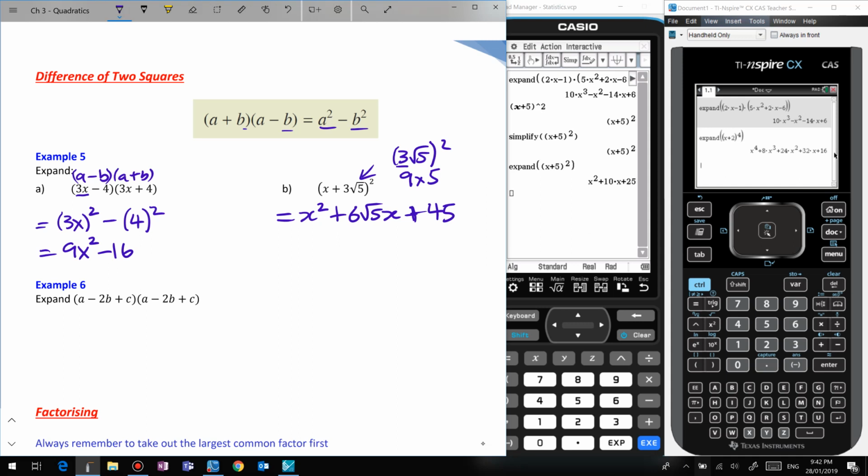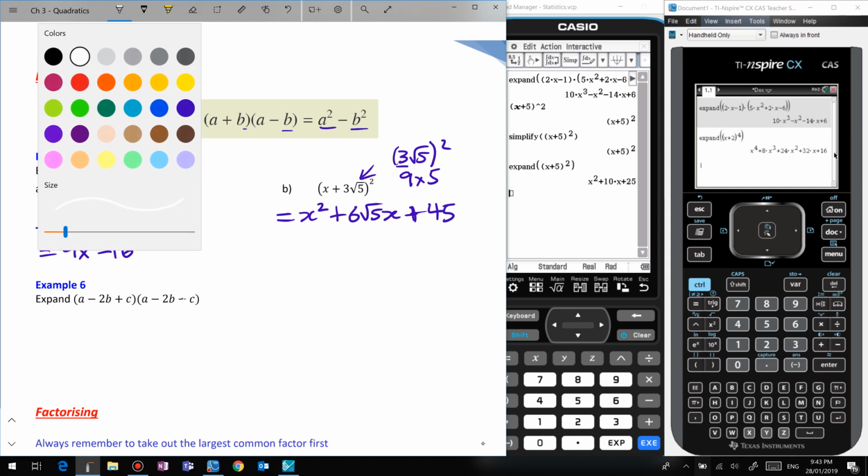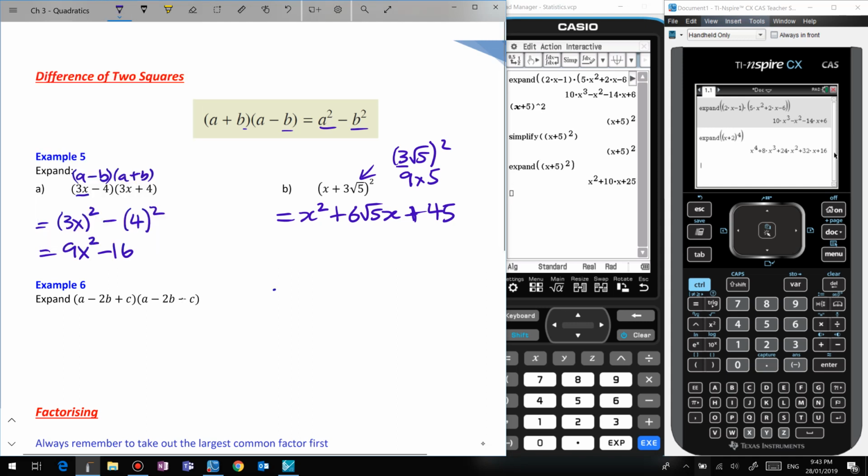This one here I kind of stuffed up when I wrote it out. That is supposed to be a minus. Sort of looks like it now. Okay, if you can see here, that's a plus b, a minus b. So a plus b, a minus b. This is a difference of 2 squares.